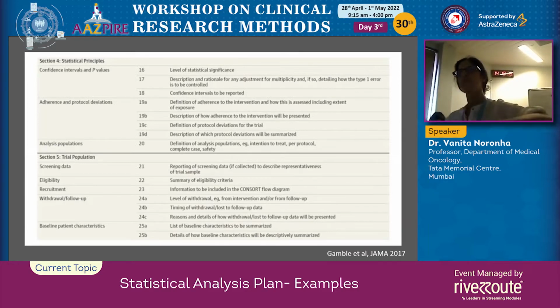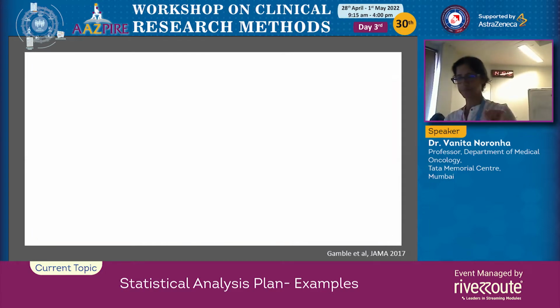Then the trial population part of your statistical analysis plan is what you are going to look at to make your CONSORT diagram. So how are you going to do screening? What are you going to do with your screen failures? What will constitute your intention to treat population? Which patients would you exclude from your analysis? What will you do with withdrawals, follow-up, etc.? So that is your trial population.